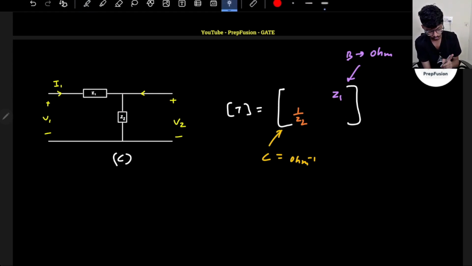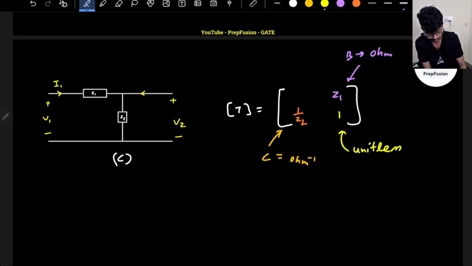One thing you have to remember is the last element is unitless. I have to remember that D will be equal to 1. This you have to remember: the last element will be equal to 1.